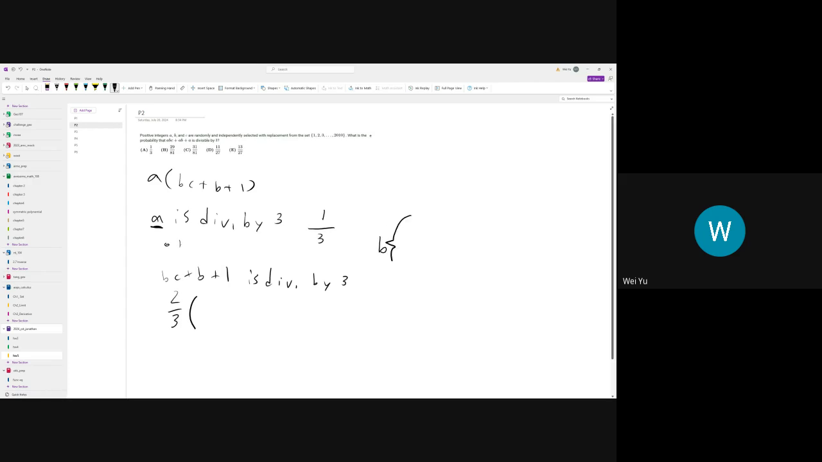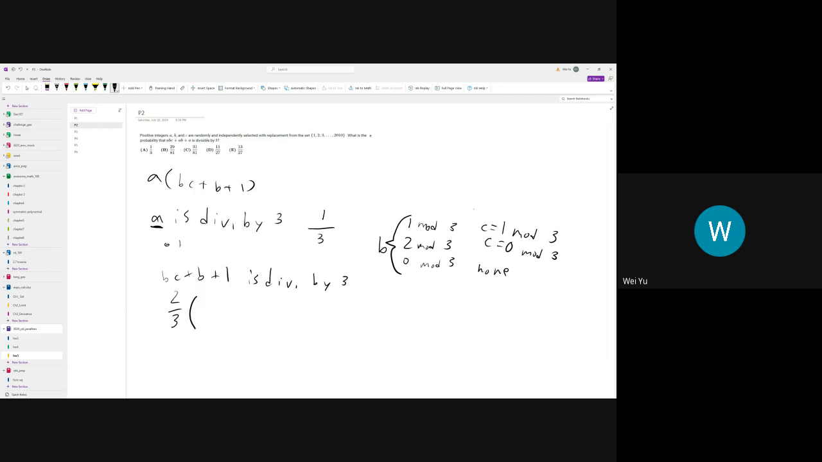So let's consider the possible remainders of B. B can be 1 mod 3, 2 mod 3, or 0 mod 3. We're going to find what values of C can make this divisible by 3 in each of these cases. If B is 1 mod 3, then C is 1 mod 3. You can check that this makes this divisible by 3. If B is 2 mod 3, then C is 0 mod 3. Again, you can check that. And if B is 0 mod 3, then it's impossible for this to be divisible by 3.